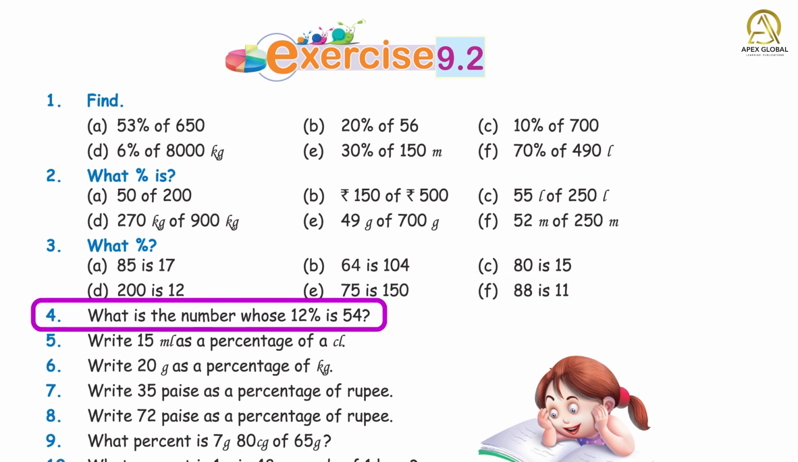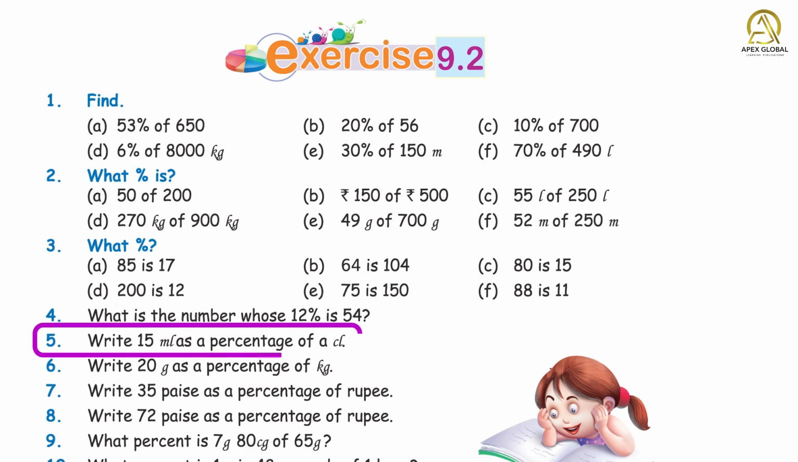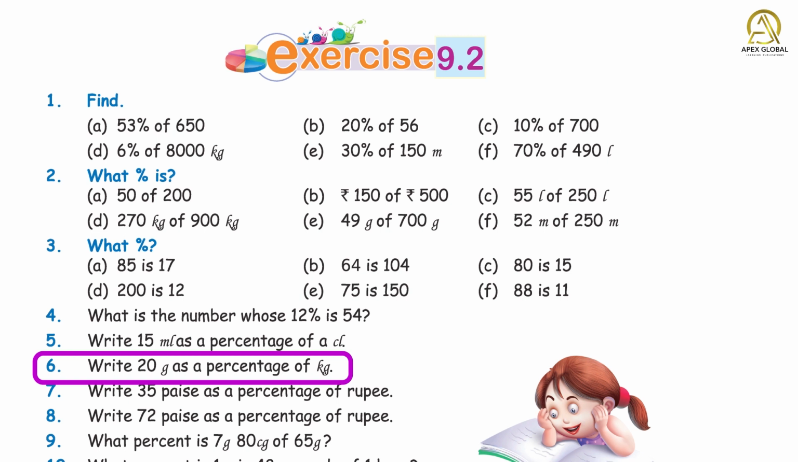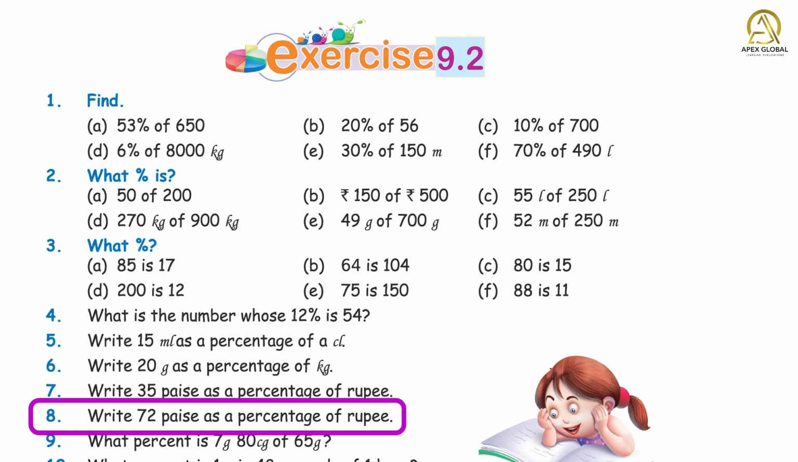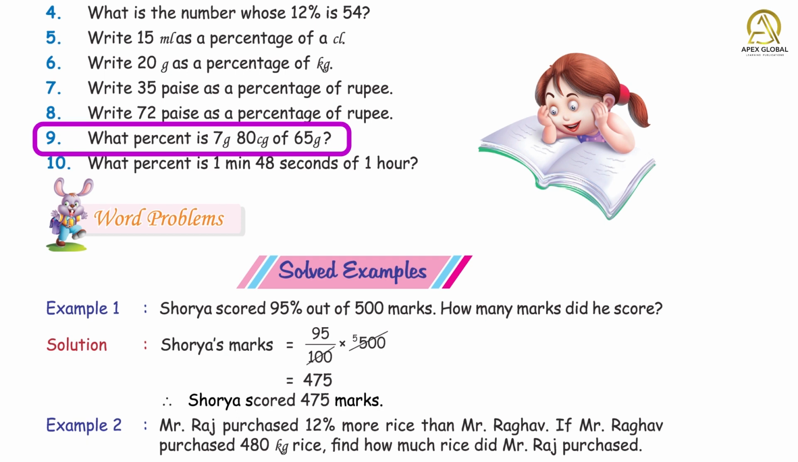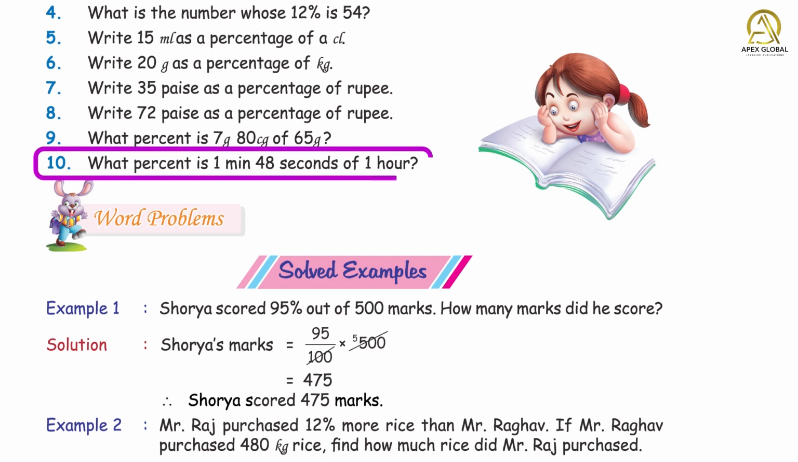Question 4. What is the number whose 12% is 54? Answer 450. 5. Write 15 ml as a percentage of a Cl. Answer 150. Question 6. Write 20 grams as a percent of a kilogram. 2. 7. Write 35 paise as a percentage of rupee. 35. 8. Write 72 paise as a percentage of rupee. 72. 9. What percentage is 7 grams 80 kg of 65 grams? 10. What percent is 1 minute 48 seconds of 1 hour?